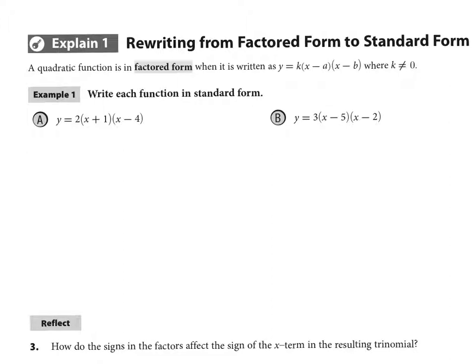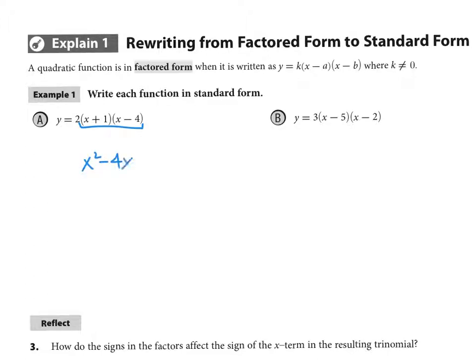Okay, so the first example is just to talk about how to rewrite something from factored form into standard form. So notice that this is not like vertex form because if you look here, there's not a number on the outside, and this is not squared. This is something different. But we still start in the same place. So we're going to start with that multiplication.